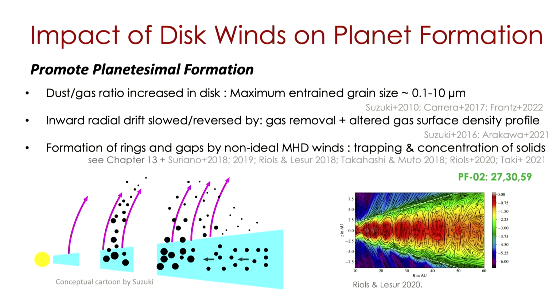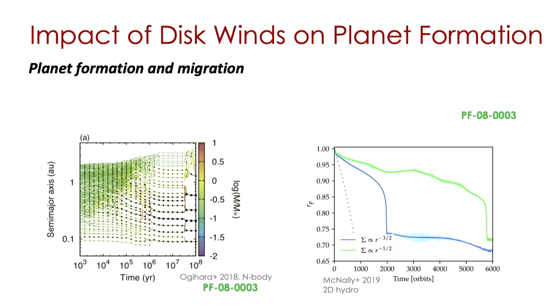The radial drift can be slowed or reversed by the gas removal and also the altered surface density distribution if you create an inner gap. There is also the formation of rings and gaps by non-ideal effects that Mario showed us this morning, and that is illustrated here in the simulation. And these vortices can lead to trapping of solids and enhance planetesimal formation. And there are more effects and several posters here that are discussing this question.